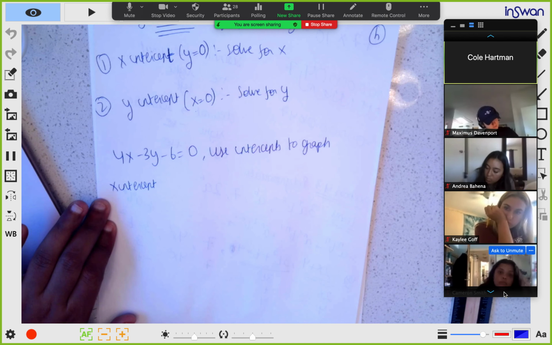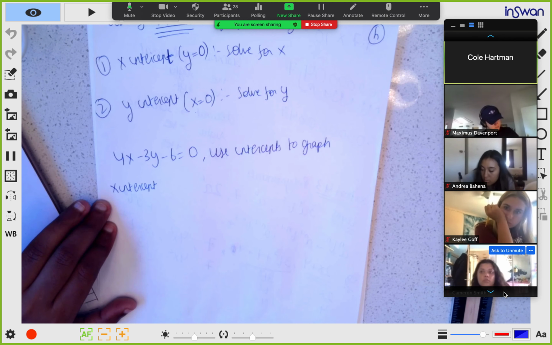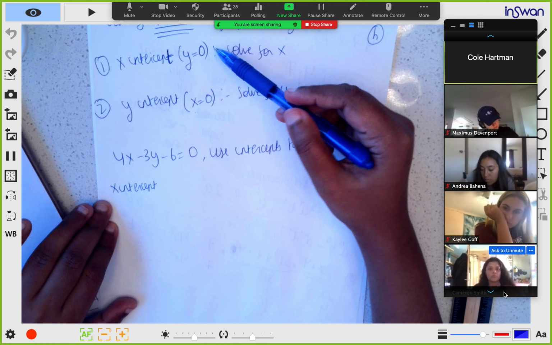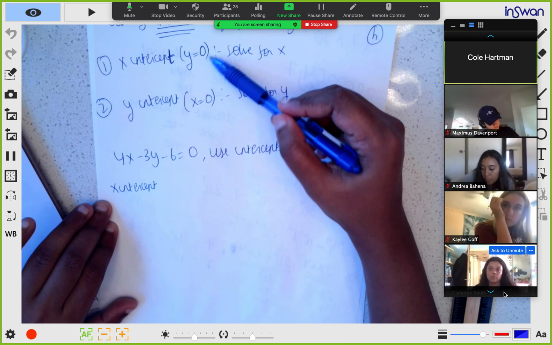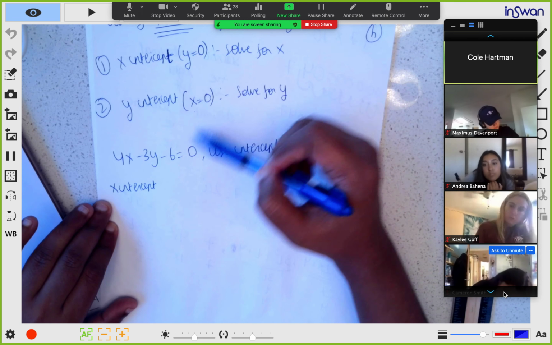Do you have to go back and solve for slope-intercept form of the line? No. In this case, directly put y is equal to 0. For the x-intercept, just put y is equal to 0 here. What do you get? Let's see.